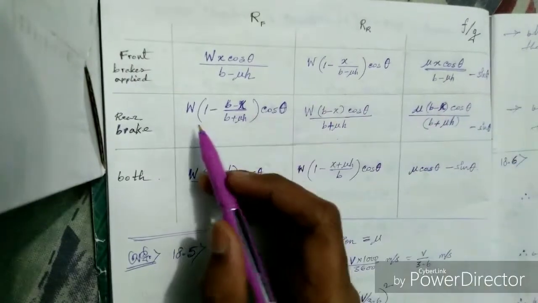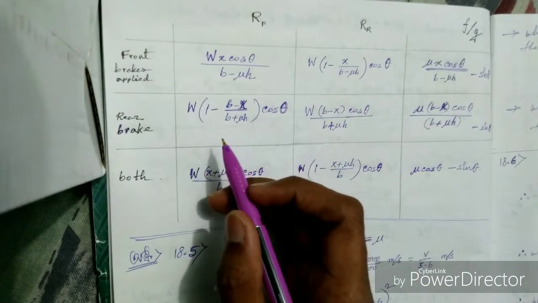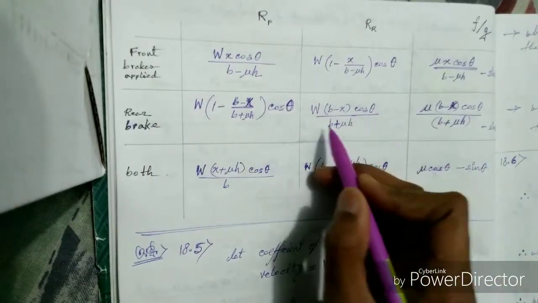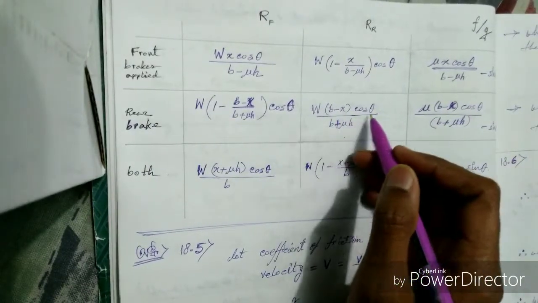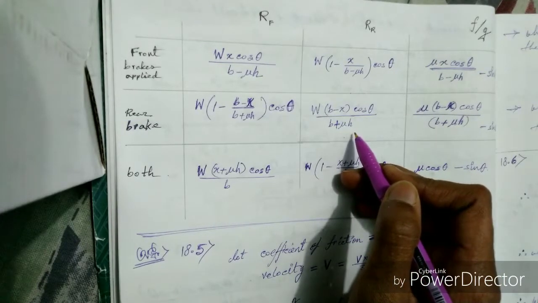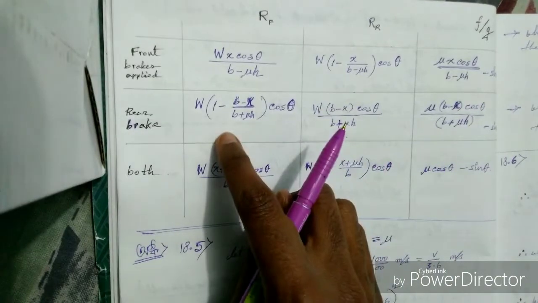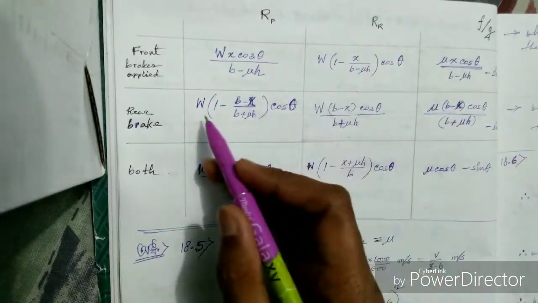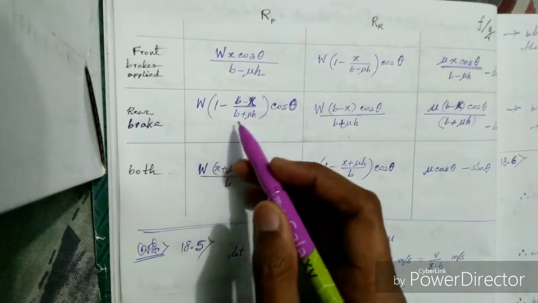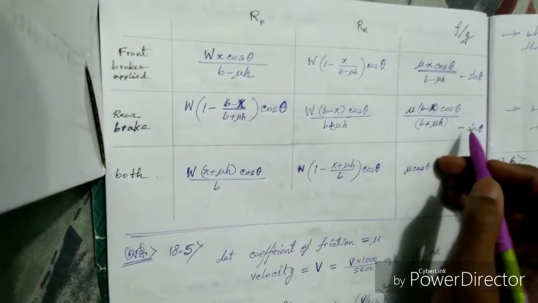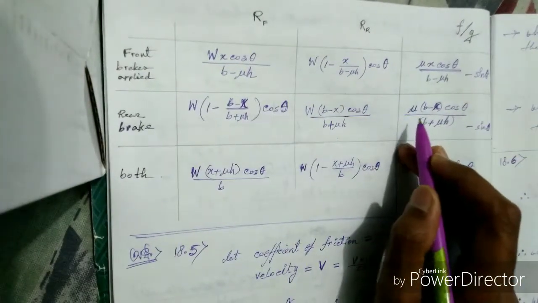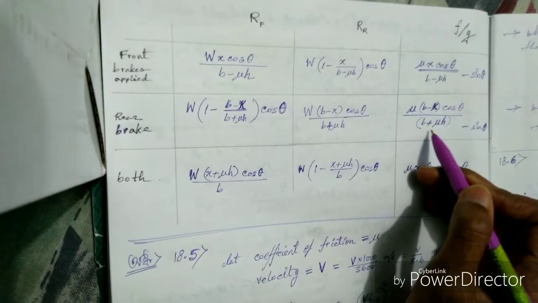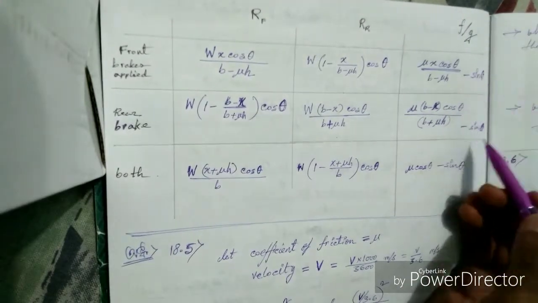Okay, now come to the rear brake part. Here, since the brake is applied on the rear wheel first, you get the basic formula for rear wheel, that is this one, W into B minus X into cos theta divided by B plus mu H. Now in similar manner you can find out RF just by subtracting this term RR from W cos theta, that is the total force, which will give you W cos theta into 1 minus B minus X divided by B plus mu H. And for F by G value, again don't write W there, but replace the W with the mu, and this one will be same, that is B minus X into cos theta divided by B plus mu H, and just like the previous one, give a minus sin theta.